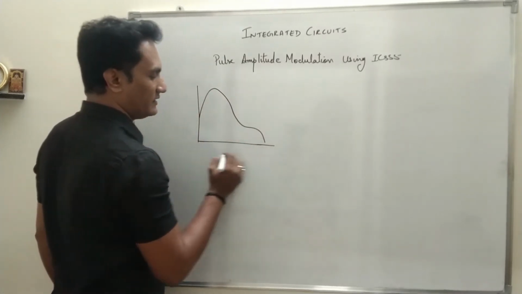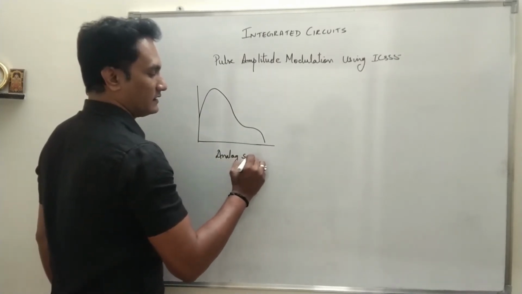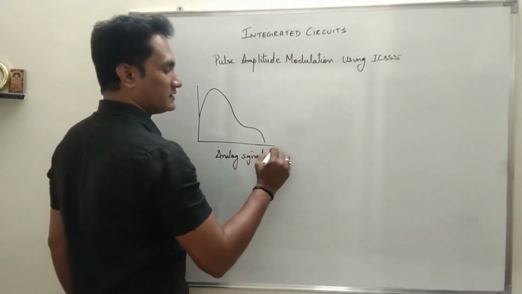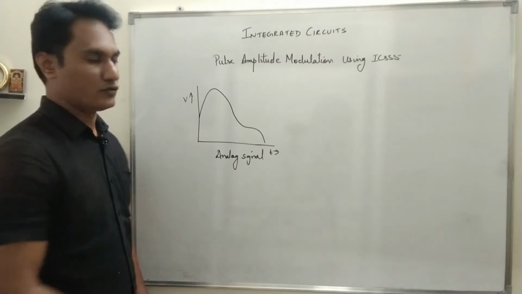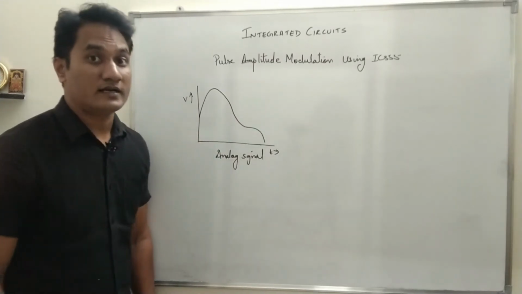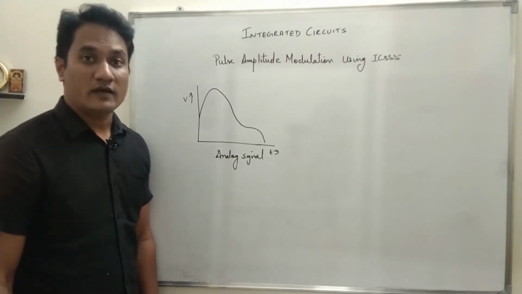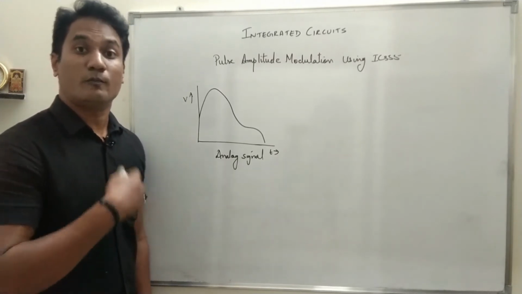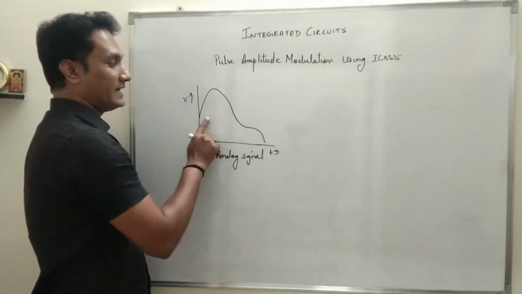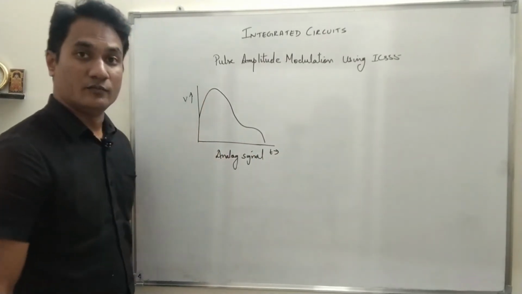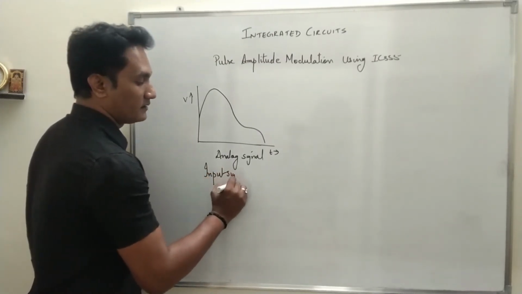So this is the continuous varying analog signal. Okay, this is T, this is time period, this is V with respect to T. Suppose this signal has to be transmitted, but we cannot transmit this signal directly into the space. So what we have to do is convert it into pulse, but the amplitude of that pulse should be exactly similar to what the input signal should be. Okay, so this is the input signal.